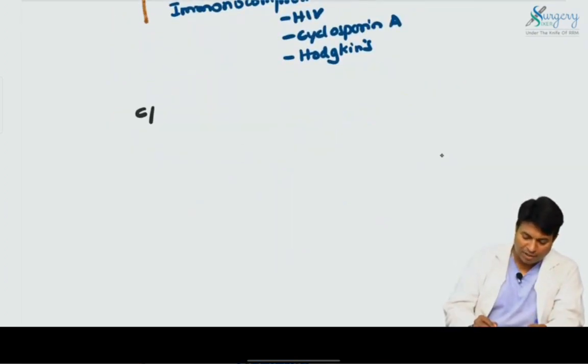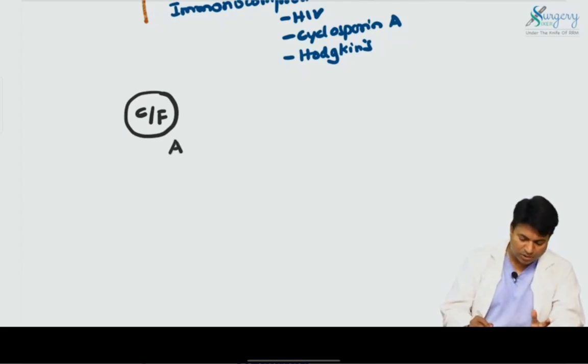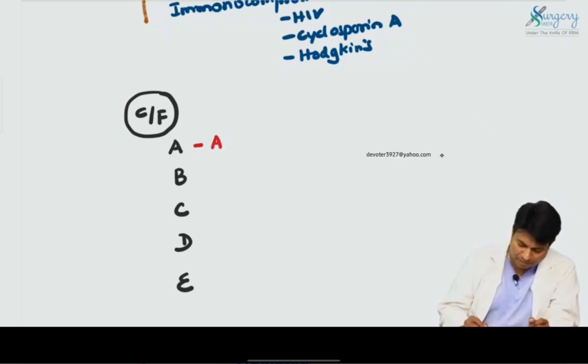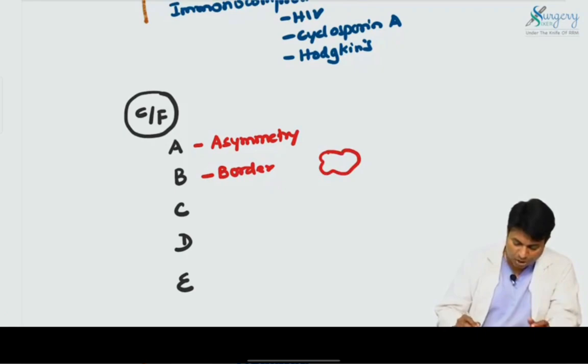When you see a malignant melanoma, what are the clinical features of malignant melanoma? This is a typical national board question. A, B, C, D, E. This is a mnemonic. To see the classical clinical features of malignant melanoma, the mnemonic is A for asymmetry, B for border irregularity. The border is irregular like this.